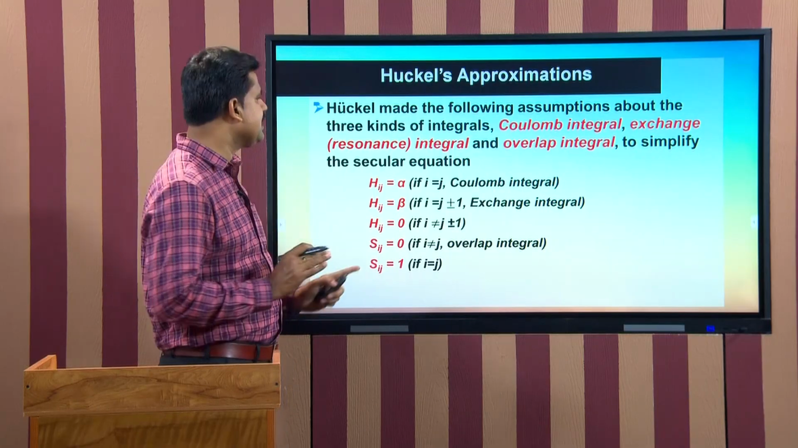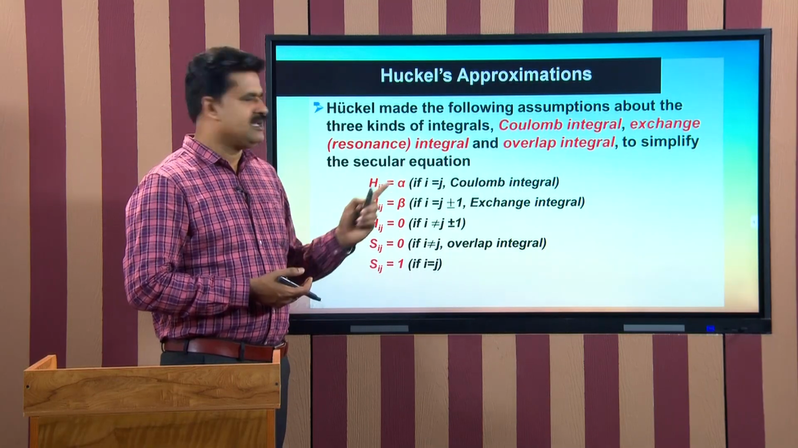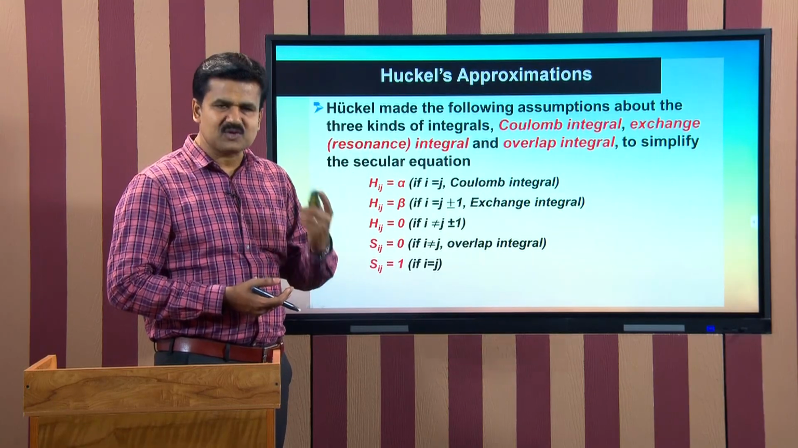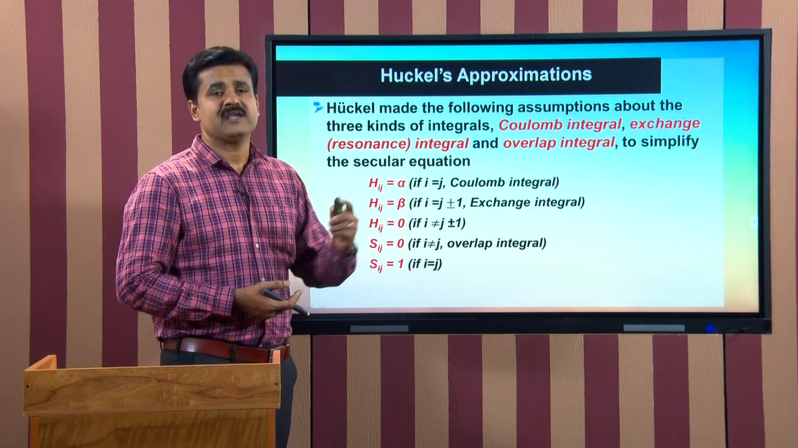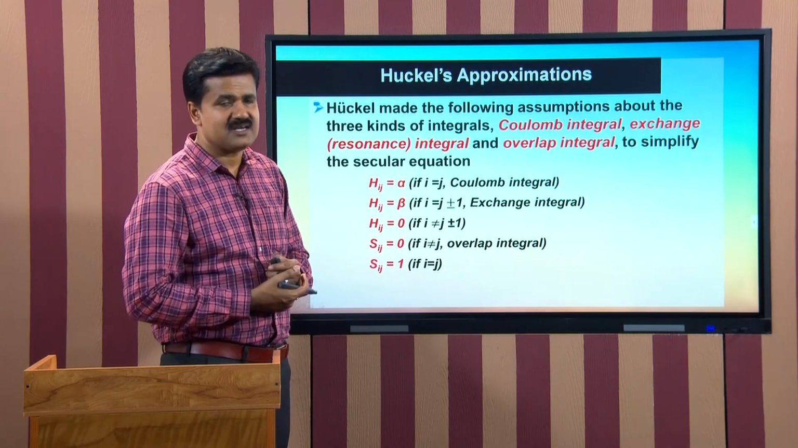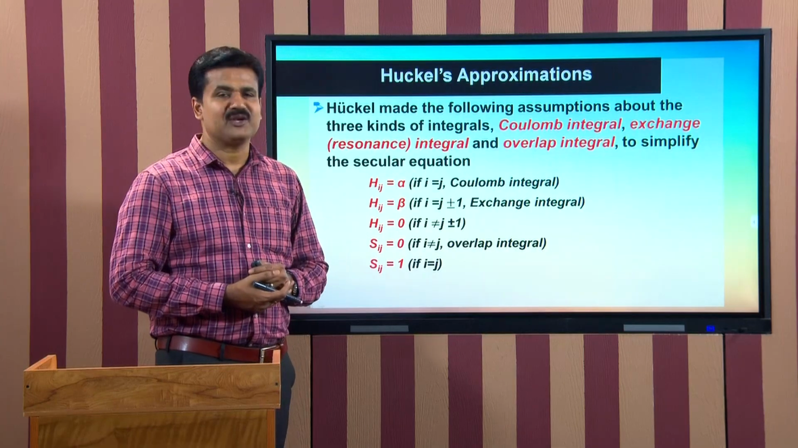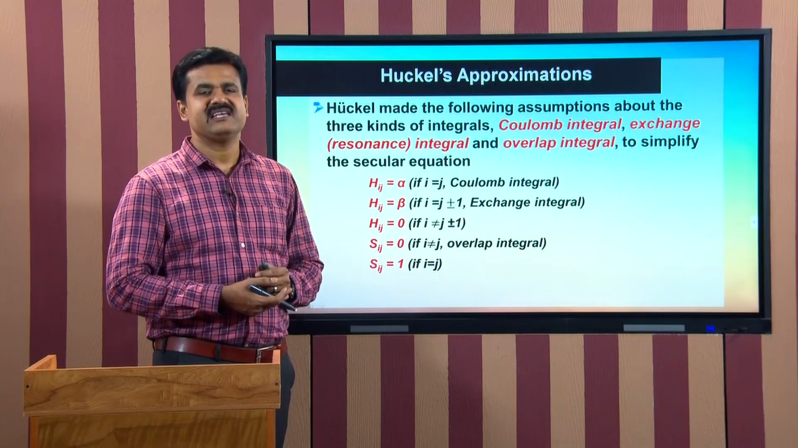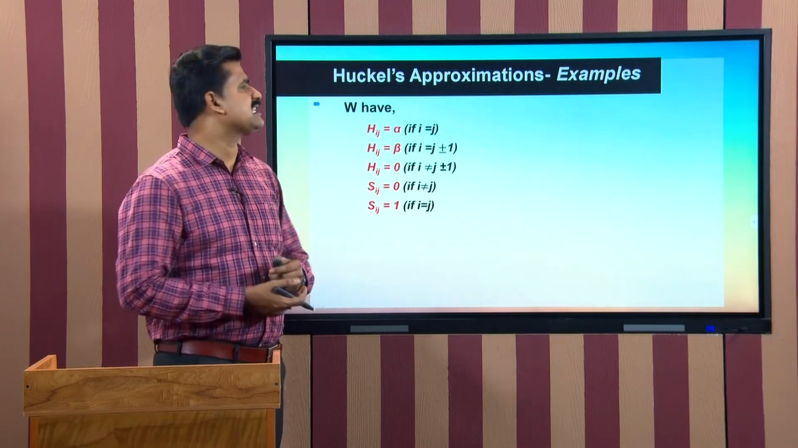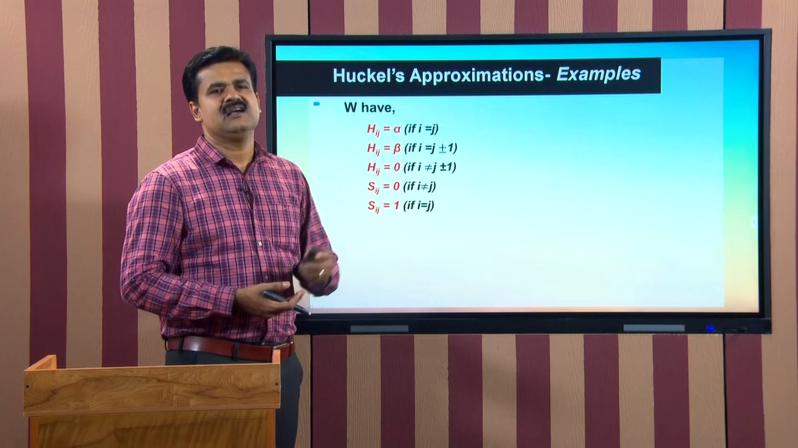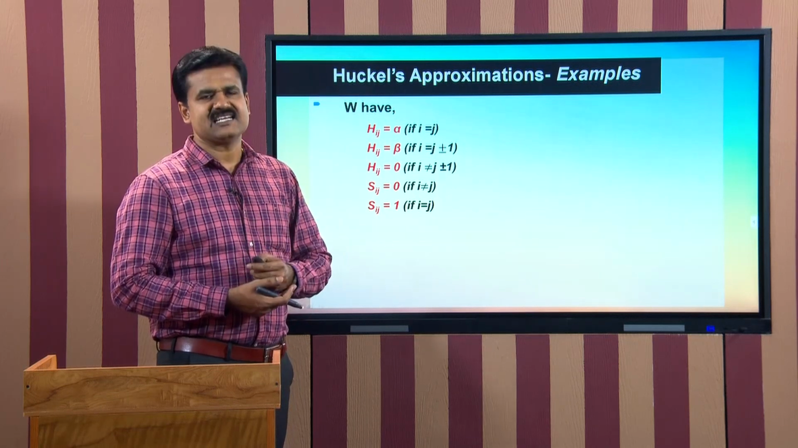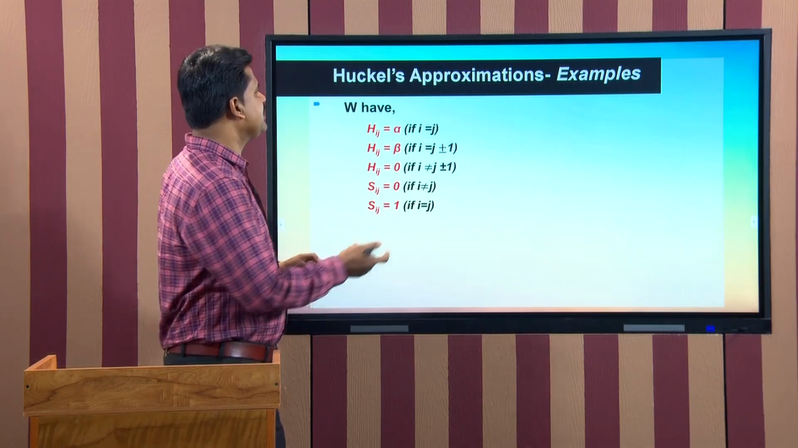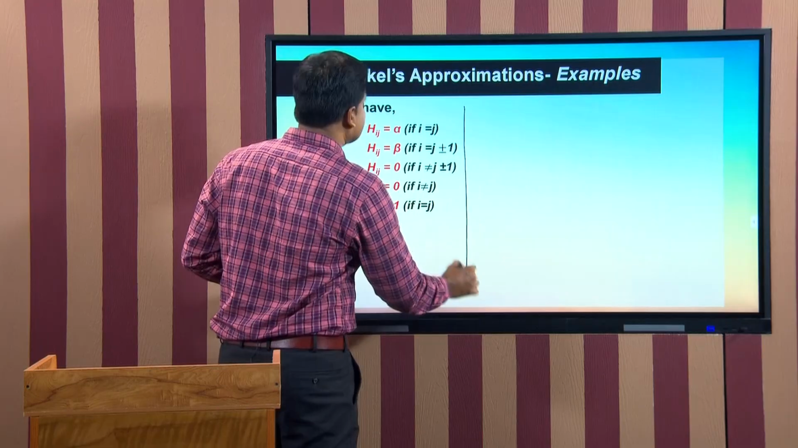Once again, Hij equal to alpha, provided i is equal to j; Hij is equal to beta if i is equal to j plus or minus 1; Hij is equal to 0 if i not equal to j plus or minus 1; Sij is equal to 0 if i not equal to j; and Sij is equal to 1 if i is equal to j. Now we can take some examples for the various overlap integrals, exchange integrals, and Coulomb integrals.